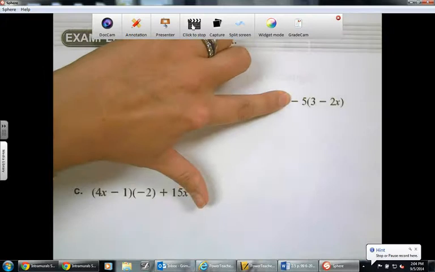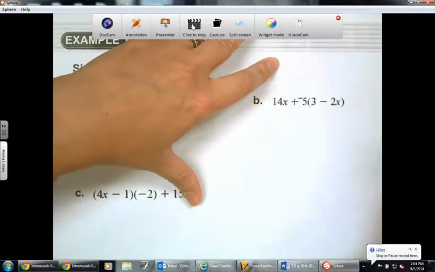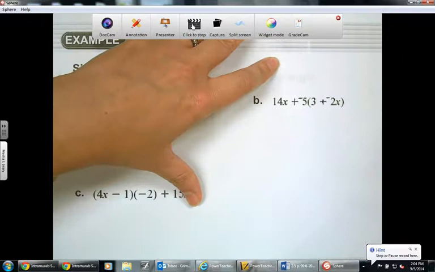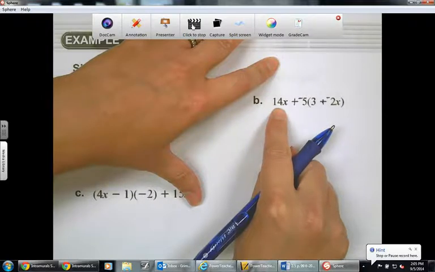Here's what I suggest. This is why I like to change my sign, because I think sometimes it's hard to see it. So I like to change all my subtraction to plus and negative so that I remember, oh yeah, that was really negative. Notice I'm not distributing this 14x because it's not touching the parenthesis. I only distribute what touches.